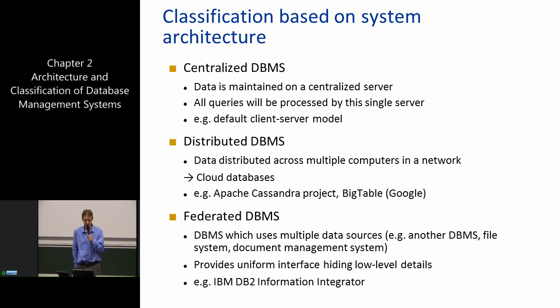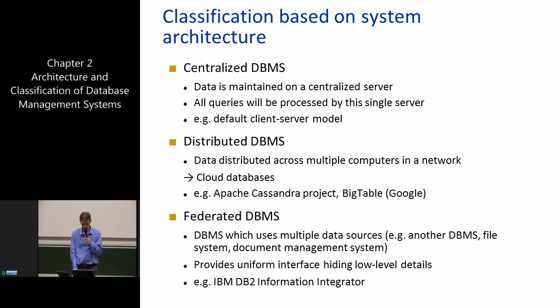We can also classify DBMSs based upon system architecture. You can have a centralized DBMS. That means everything is stored on a central DBMS. So the data is maintained on a centralized server, and all queries that are being issued to the database will be processed on the centralized server. This is the default client-server model. In the client-server model, you have a server which is going to take care of everything, and the clients are going to make requests to that server.